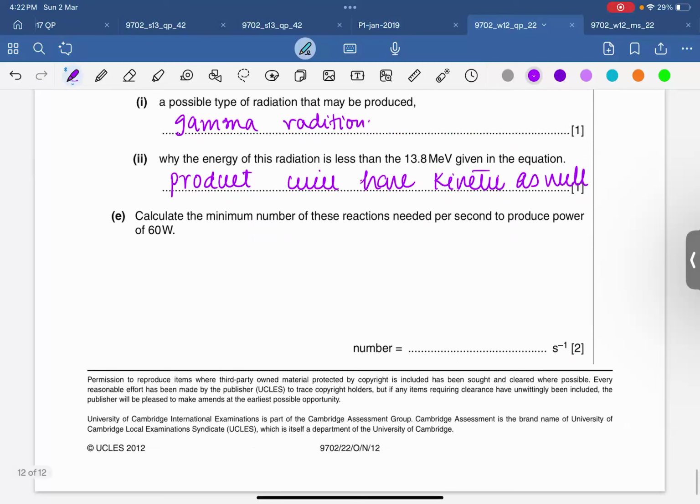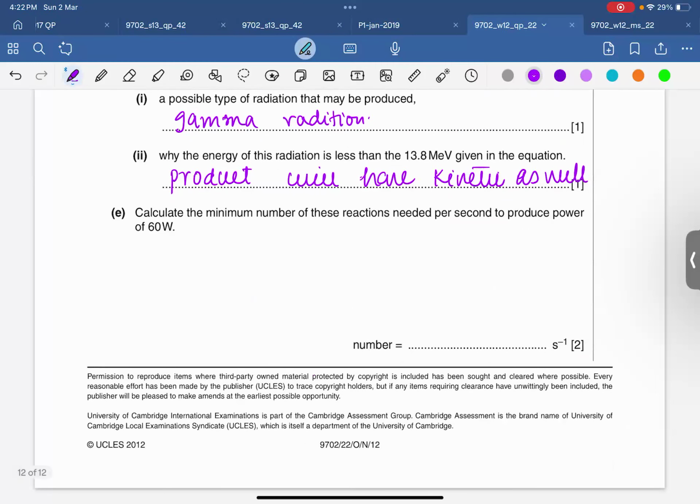So just find out the energy produced per reaction, needed per second to produce power. Okay, so if we convert this, 13.8 exponent into 1.6 exponent negative 13. So this will convert the electron volt into joules. So this is the energy in one reaction. Okay, निकाल दो भाई कितना आ रहा है.